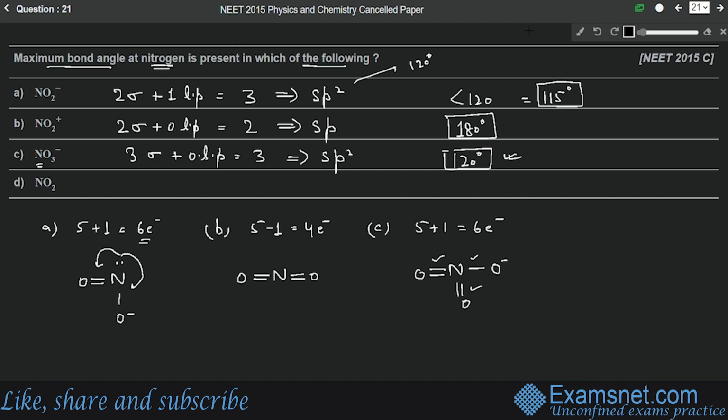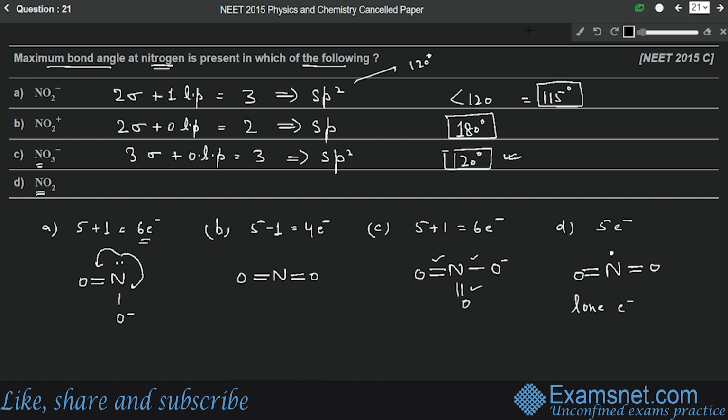Now in the last one, NO2. So nitrogen 5 electrons. So here we have only 5 electrons. There is no addition or removal of electrons in this case. Now let's see the structure. This is nitrogen, double bond oxygen, 4 electrons involved and one more electron is left. So that will be present on the nitrogen as lone electron. This is lone electron, not the lone pair of electron.